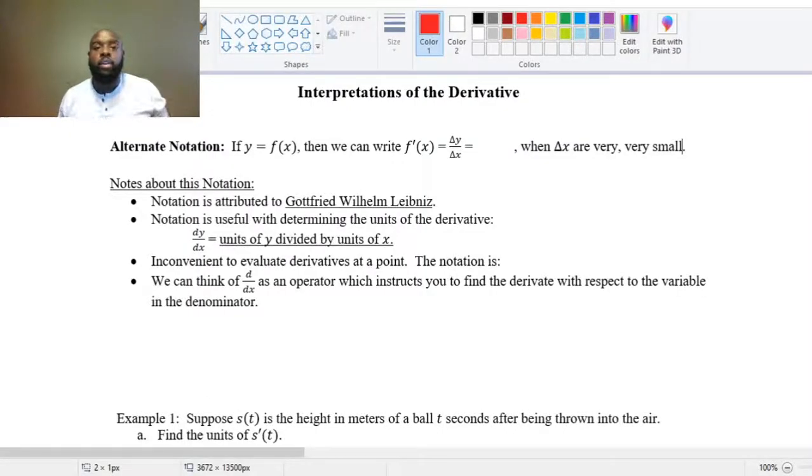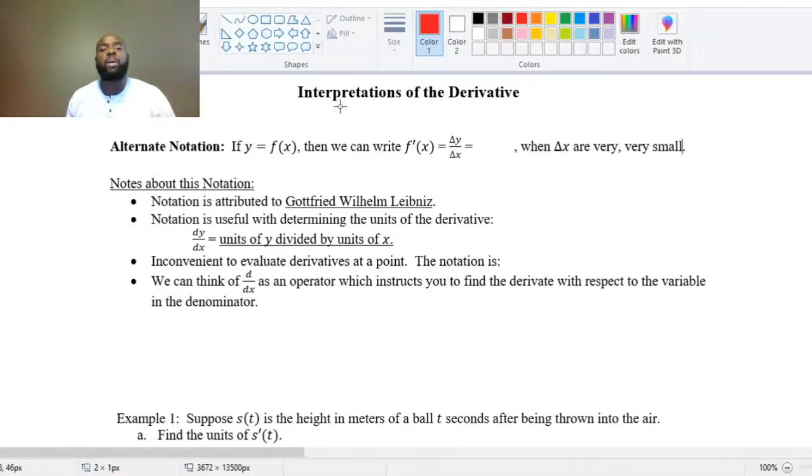In this video, we're going to discuss the interpretations of the derivative. We've already discussed the derivative at a point and the derivative function, where we have the instantaneous rate of change for all values of x, where we can calculate the derivative at any point where your function and your derivative is defined.